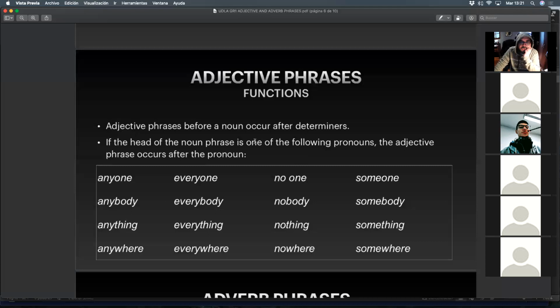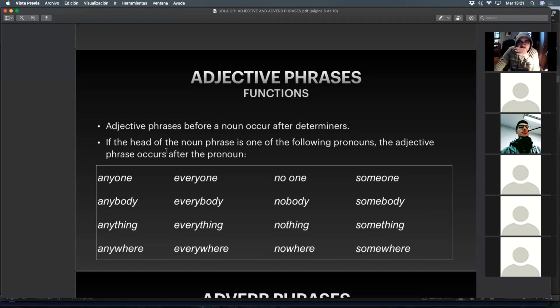Adjective phrases before a noun occur after determiners. Okay, that's quite important. You have to remember that inside of a noun phrase, the first element that might occur is a determiner, and then you have adjectives, and then the noun, okay?